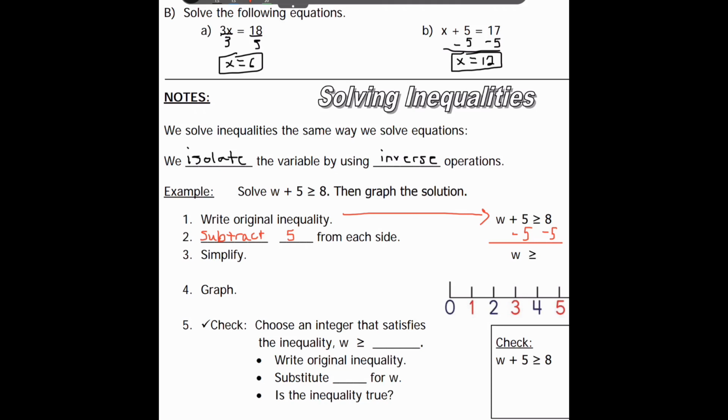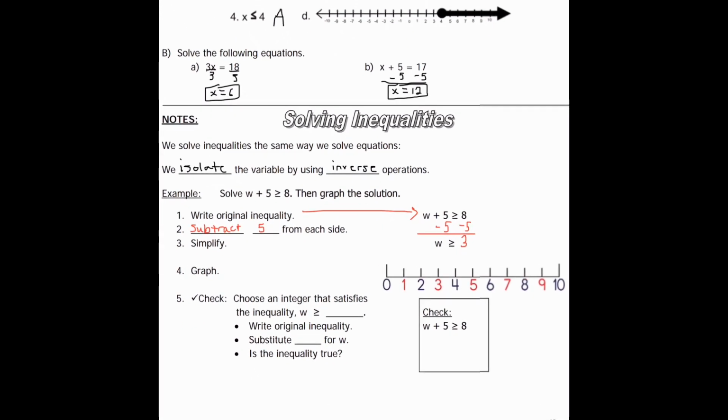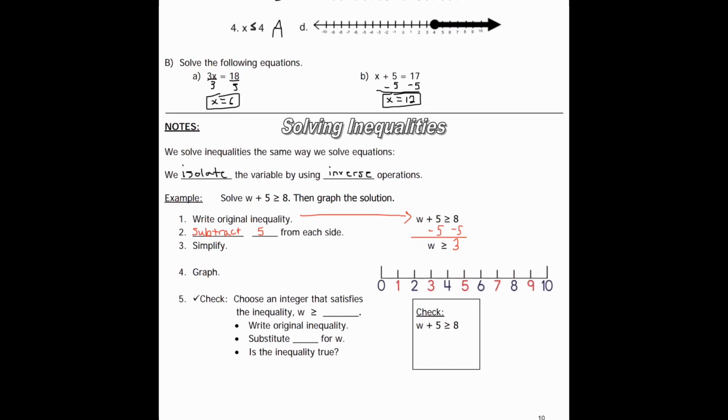When I subtract 5 from both sides, the 5 goes away on the left-hand side of the inequality symbol, and 8 minus 5 is 3. So we get our answer of w is greater than or equal to 3. I didn't do anything that was radically different than how we solve equations. The only thing that's different here is that instead of an equal sign, it's a greater than or equal to sign, or it could be any of our other inequality symbols.